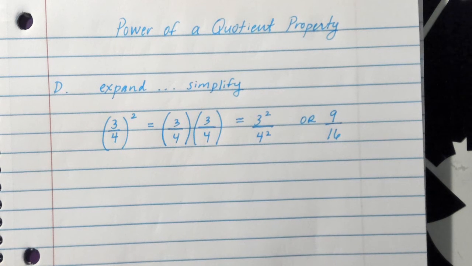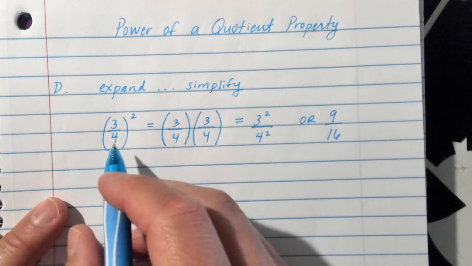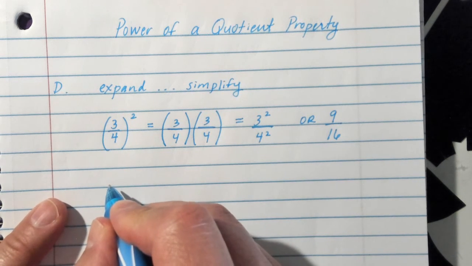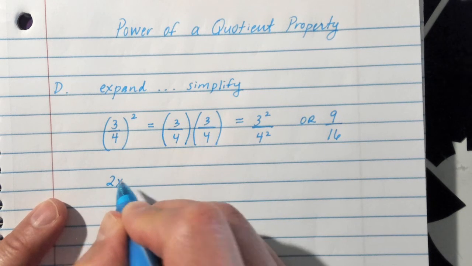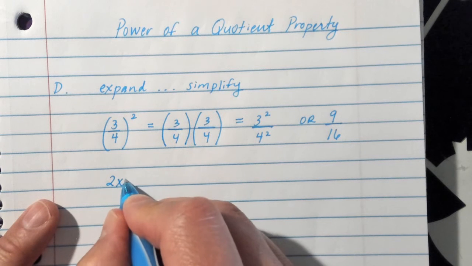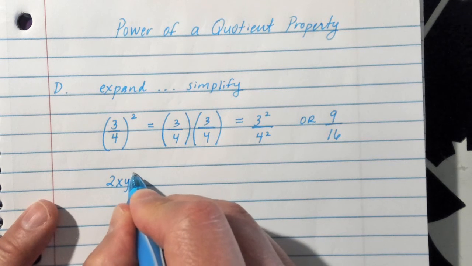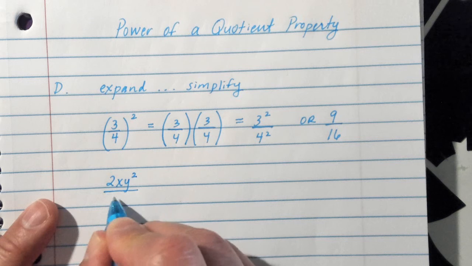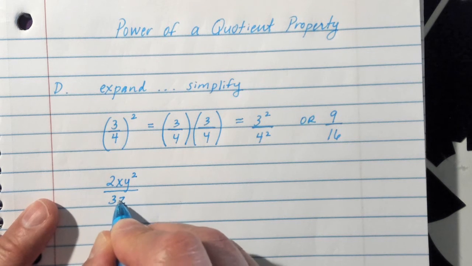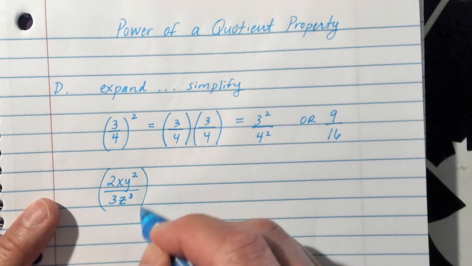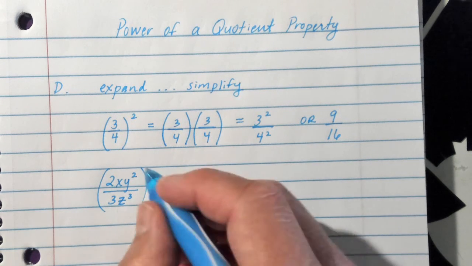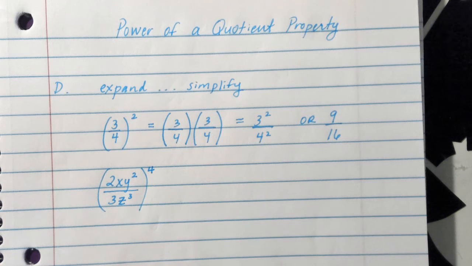Let me do a little bit harder one. Okay, let's go with 2x y squared over 3z cubed. Yeah? And we're going to raise that to the power of 4.